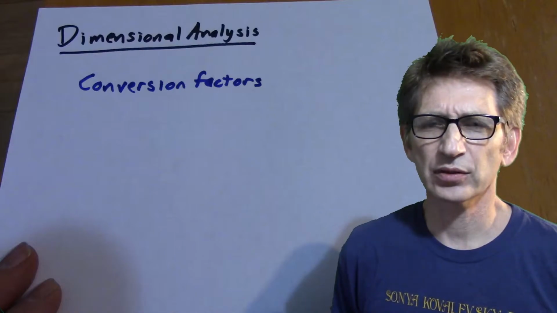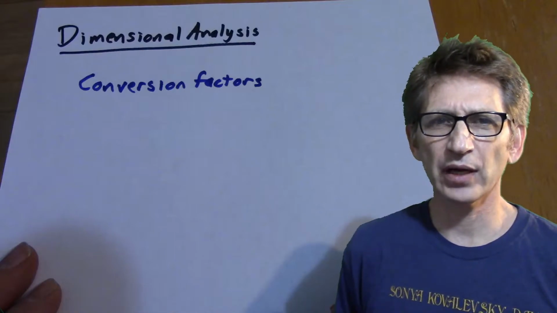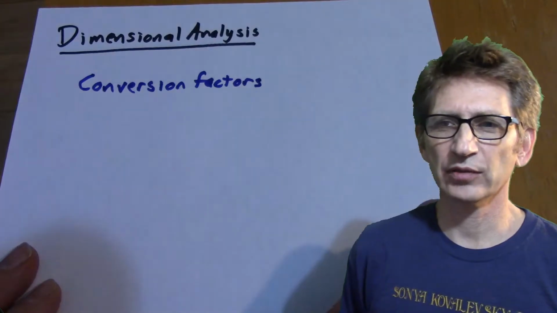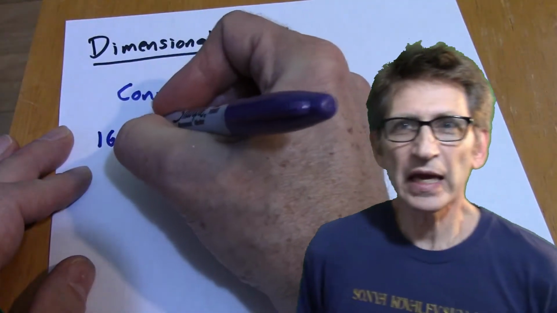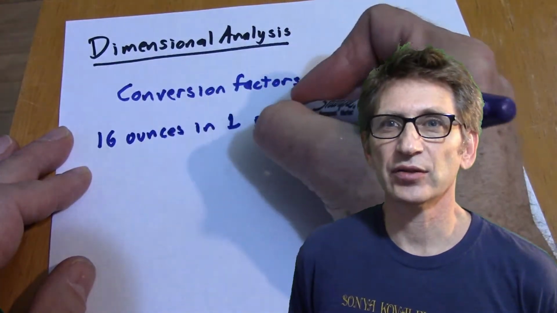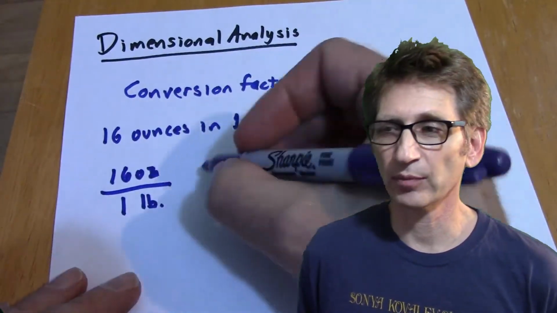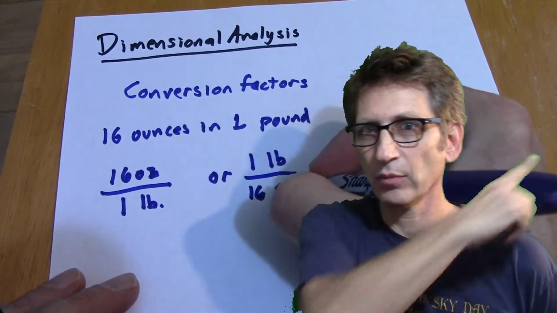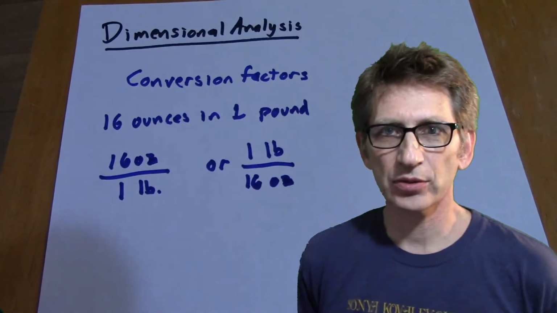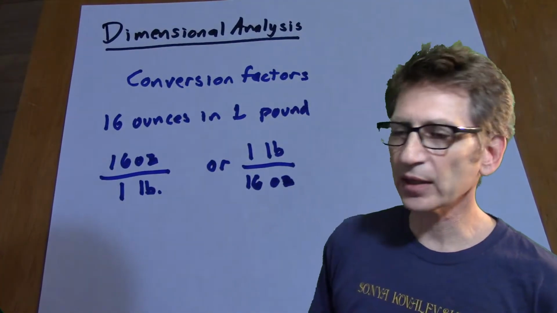Ounces and pounds. How many ounces are in 1 pound? Well, it turns out if you're using this English measurement system, you kind of got to know there are 16 ounces in 1 pound. Now, if you don't know that, you can look it up. It's not hard. So 16 ounces in 1 pound. So I can write that as a ratio.